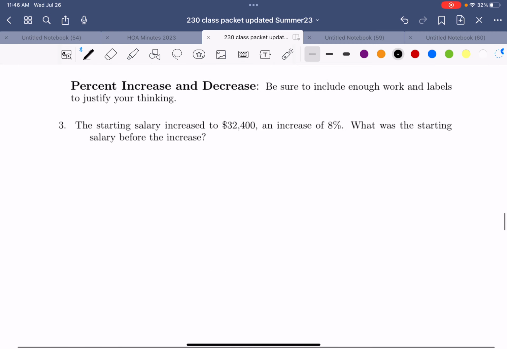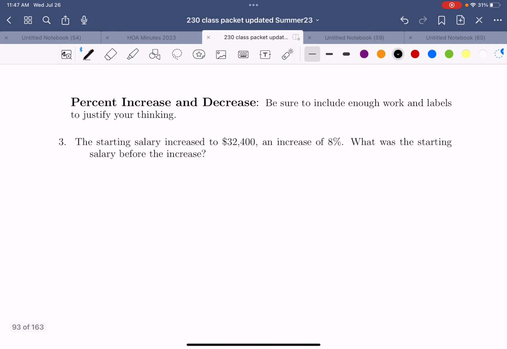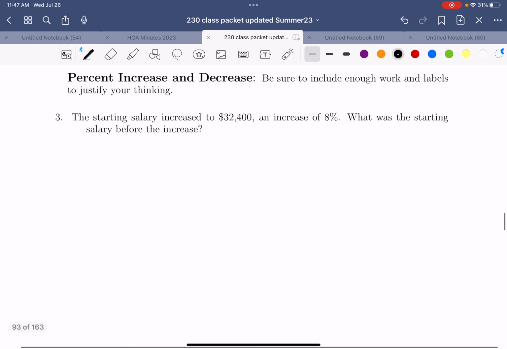Lastly, our tricky problem is the increase and decrease ones. So the key thing here is where is your 100%? And the 100% is always what you're coming from or what the old thing is. So let's take a look at this one. The starting salary increased to $32,400, an increase of 8%. What was the starting salary before the increase? Okay, so again, I'm going to start this out with labels of percent and dollars, because that's what I have in the problem.